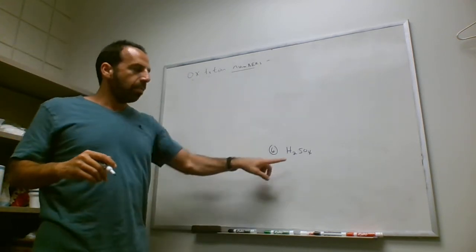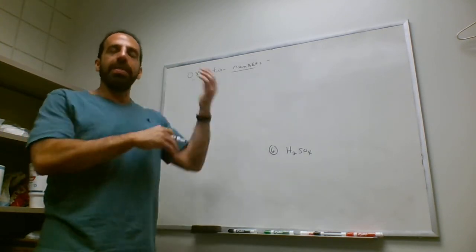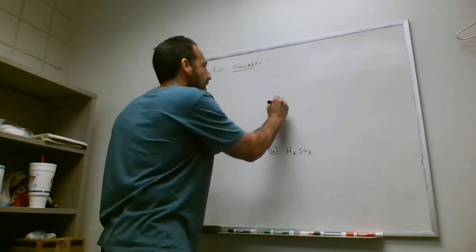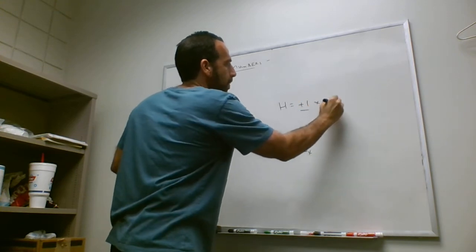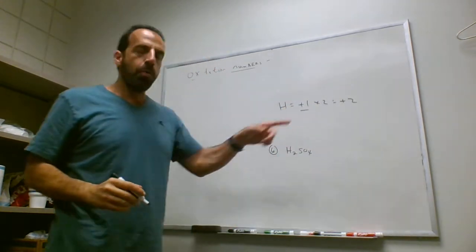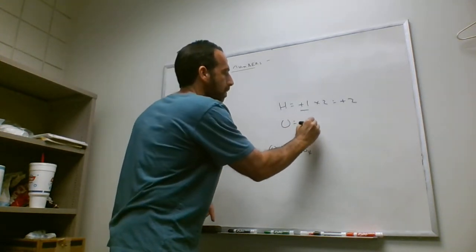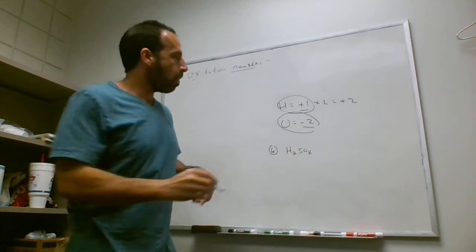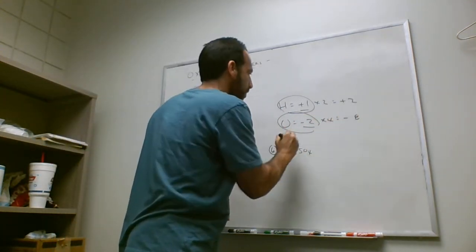This is sulfuric acid. In this case, if hydrogen is not really bonded to either carbon or a metal, it's going to be positive 1. So hydrogen is positive 1. There's 2 of them, so that's positive 2. Oxygen, I remember, is always negative 2. So oxygen is negative 2, hydrogen is positive 1. There's 4 oxygens, so times 4, negative 8.